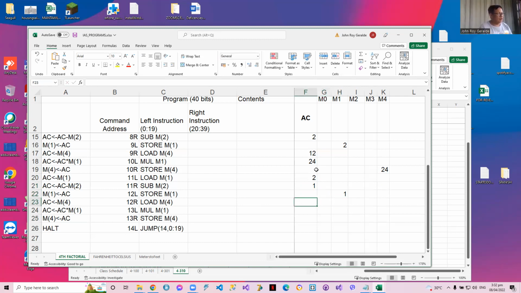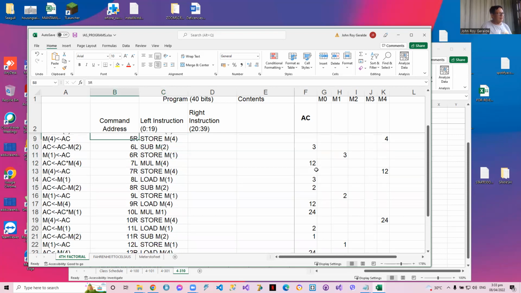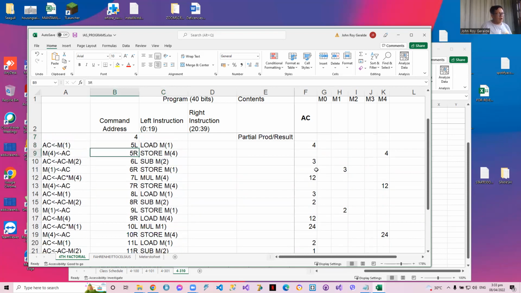So anyway, to make a long story short, we load M4, it becomes 24. Mul with M1, this is 24. And we store to M4, this is 24. And we halt. Doing a halt is jumping to itself. This is jump to the left. Jump 14, 0 to 19. Take note that we have the instructions labeled R and L. L is the first, followed by the R, followed by the L, followed by the R. Okay.